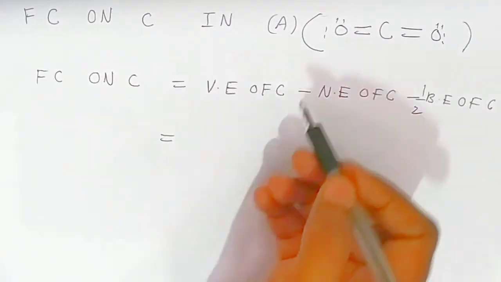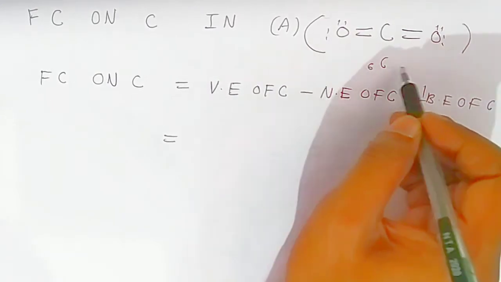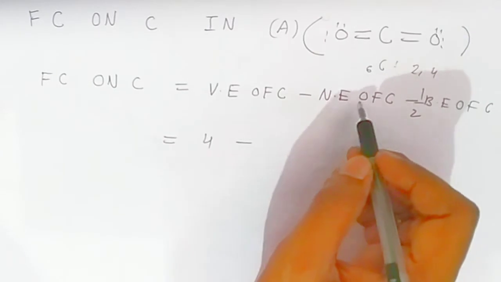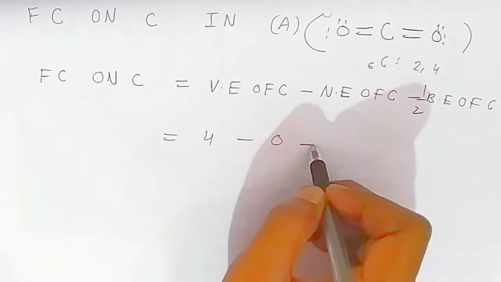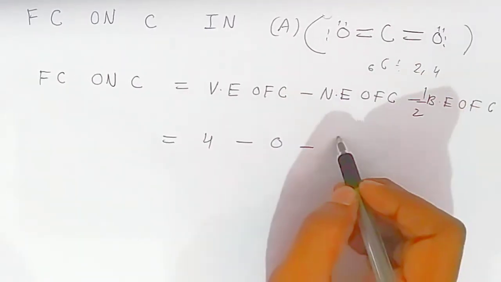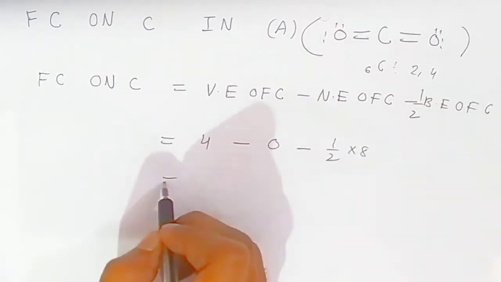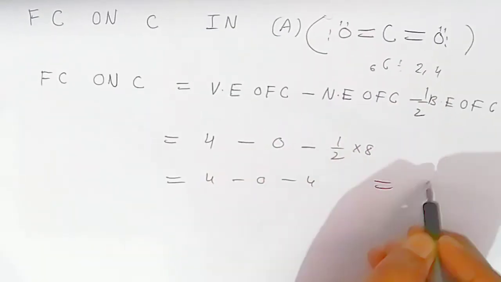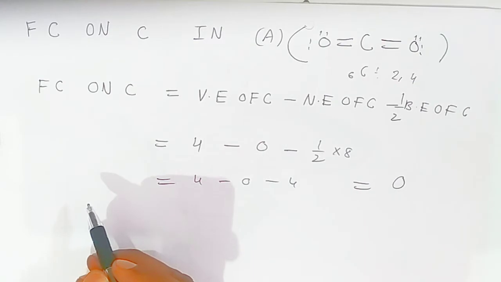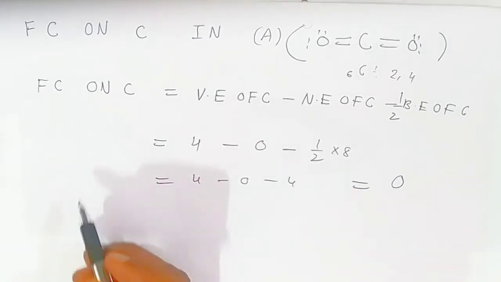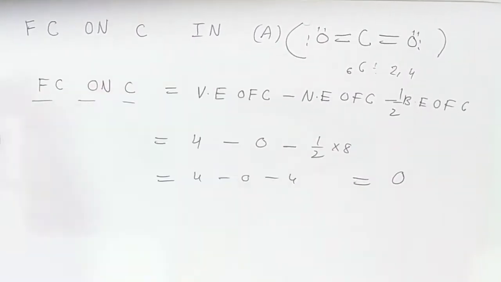Okay students, carbon, you know, atomic number is 6. Electronic configuration 2, 4. So 4 will be the valence electrons. Non-bonding, students, there are no electrons in non-bonding. Bonding electrons, students, a total of 8 electrons are there. When you solve, 4 minus 4, that is 0. There will be 0 charge on this carbon. Okay students, so this way you can find out the formal charge on carbon in this structure.